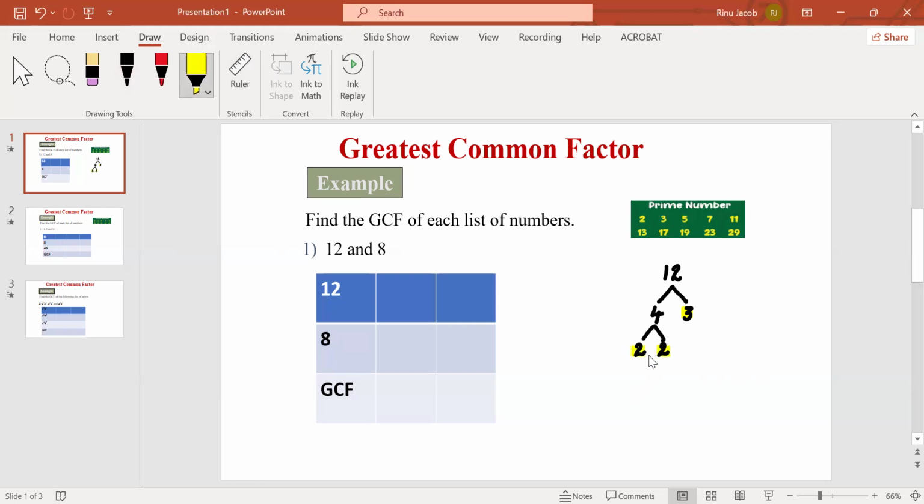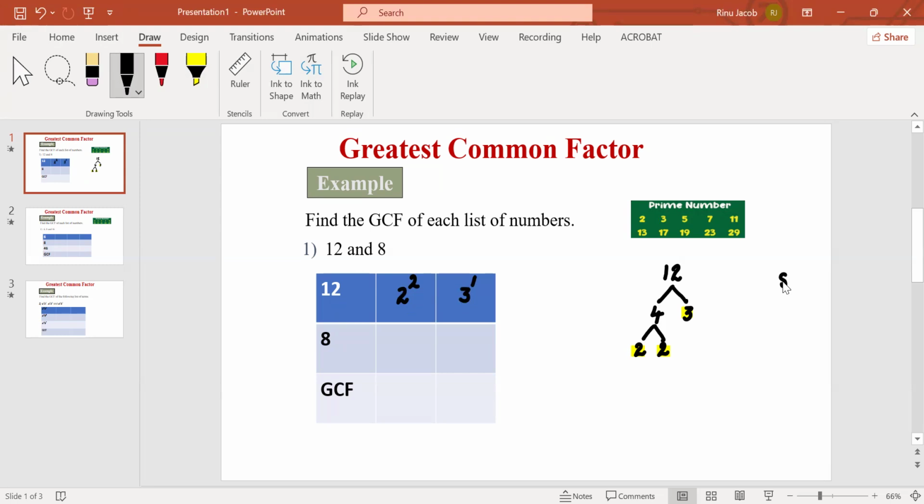So let's quickly see whether we are getting the 12 back. It's 2 times 2 is 4, 4 times 3 is 12. That means we got the factors correctly. So now what we will do, we are going to take how many 2's do we have? We have two 2's, and we all know I can write it as 2 square. And there is only one 3, so I'm going to write it as 3 power 1.